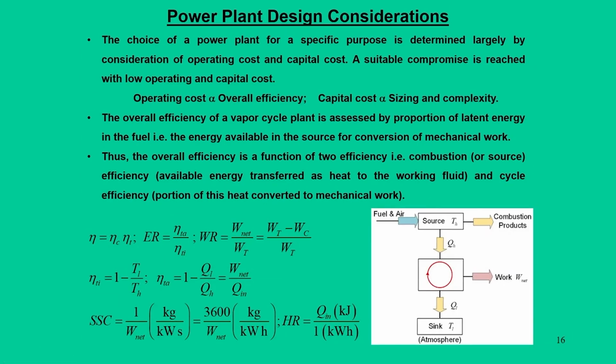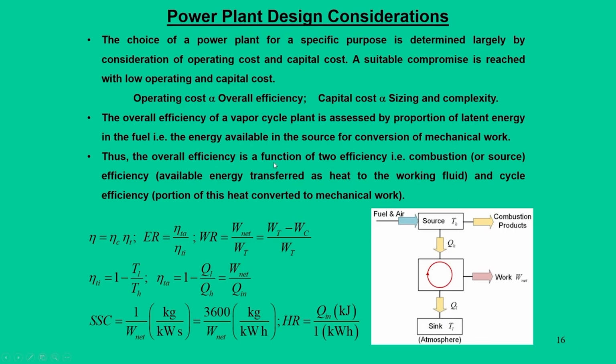So, based on these considerations, we are now proposing a main concept of vapor power plant design considerations, which talks about two things. One is capital cost, other is the running cost. The capital cost is mainly a function of size and complexity, like what should be the size of the boiler, turbines, pumps and all, and the operating cost mainly depends on the overall efficiency, which is mainly assessed through how much steam is getting into the system.